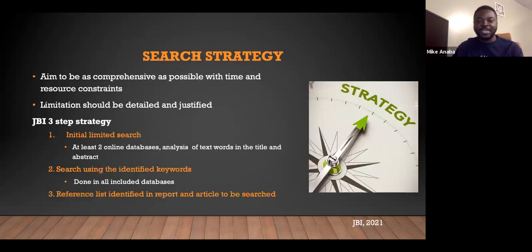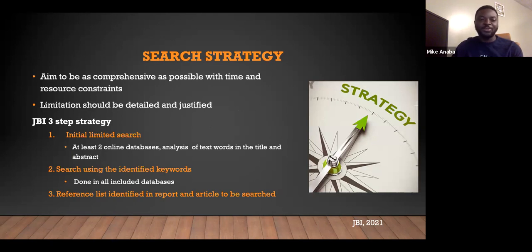Now, that leads us to the next stage of your protocol, which is developing a search strategy. And it's important because it aims to be as comprehensive as possible in terms of your time and resources.